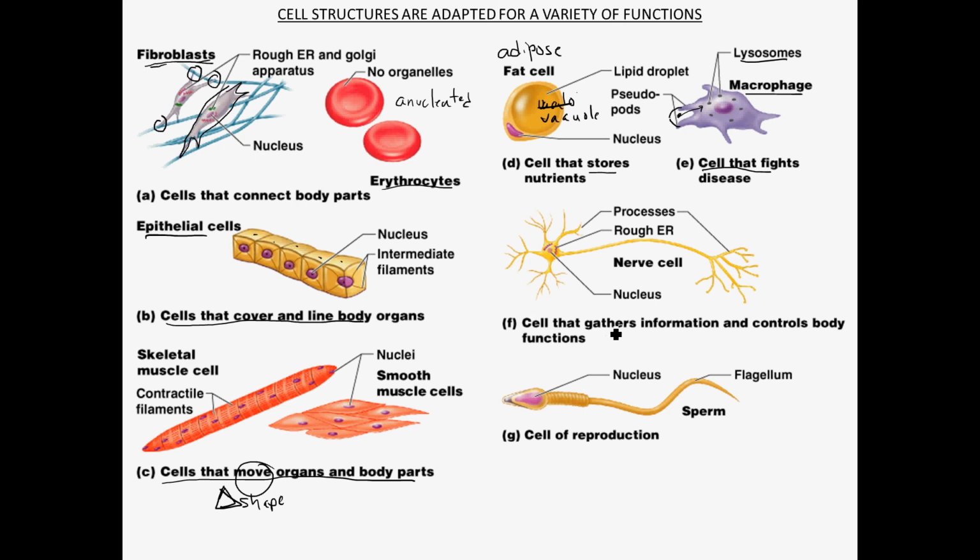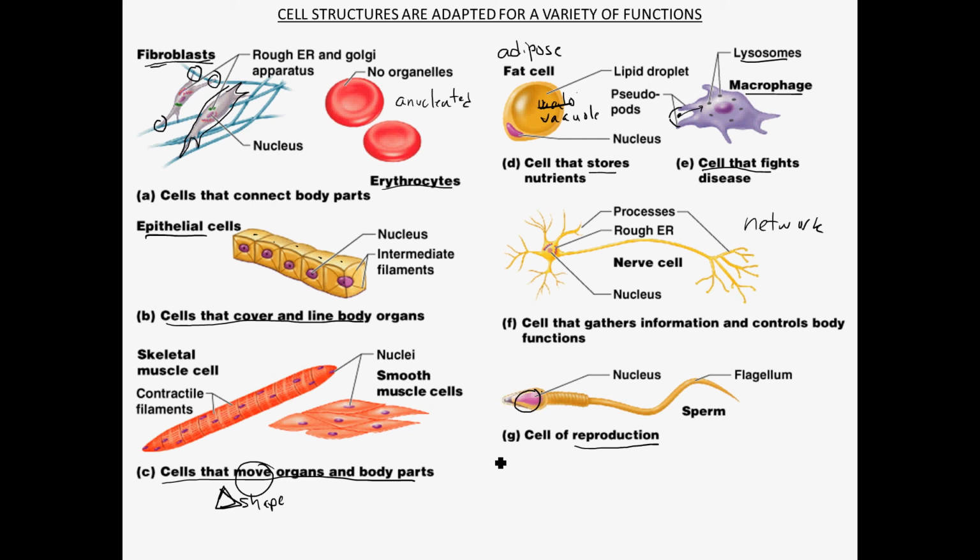And cells that gather information and control body functions. This branching allows this cell to be in contact with lots of other cells to create a network. And then finally, a cell for reproduction. Reproduction is getting the genetic information into the next generation. A sperm cell is essentially a rather large nucleus, a very little bit of cytoplasm here, and then attached to basically a motor, a flagellum, to get this to fertilize the egg there.